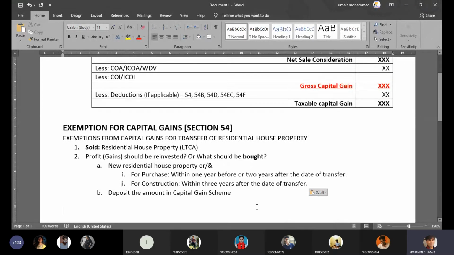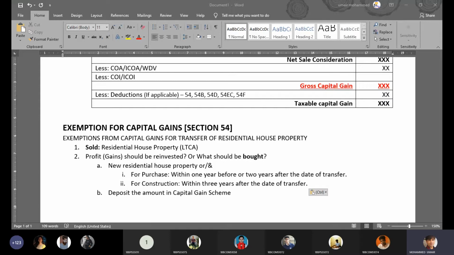And in case you want to construct the house, you are given 3 years from the date of transfer, right? So these are some of the important conditions pertaining to section 54. Section 54 says an assessee can claim deduction provided he transfers a residential house property, and the gain realized from it needs to be reinvested either in a new house property, or deposited in the capital gain scheme, or a combination of both.